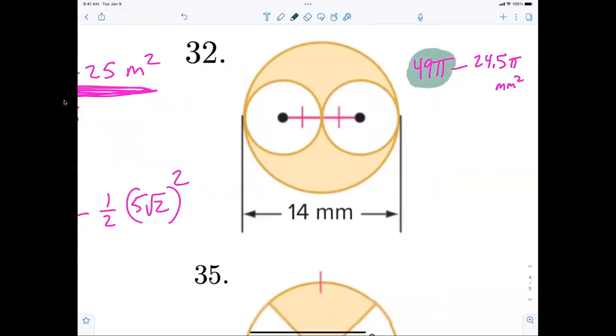All right, now we have 2 smaller circles, correct? And the radius of the smaller circle is 3.5. Is everybody good with that? And then you have to do 3.5 squared and then times that by what? Times that by 2. So is that 3.5 squared times 2? Is that 24.5? Wow, I'm good. All right, man. That's pretty nice.